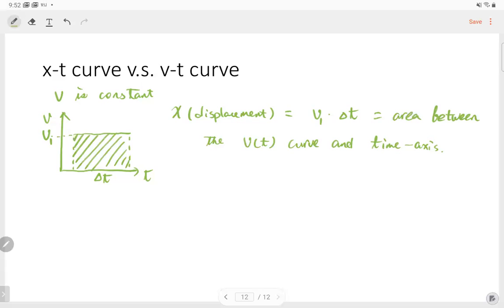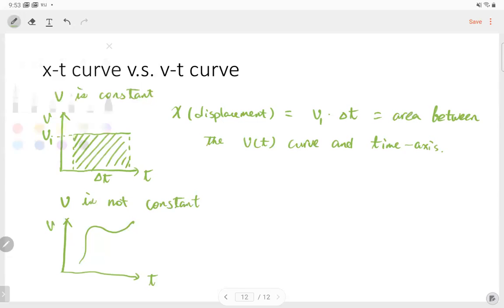So the same thing, if the V is not a constant, we have any curve like this. For example, like this. The velocity increases, then decreases a little bit, then decreases, then increases. Then how do we calculate the displacement during this motion? So what we need to calculate is the area of this curve. So the area of this curve is the total displacement.